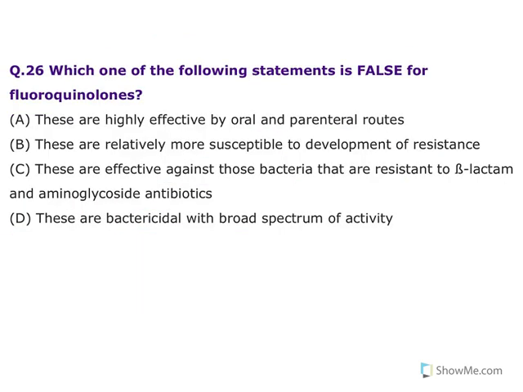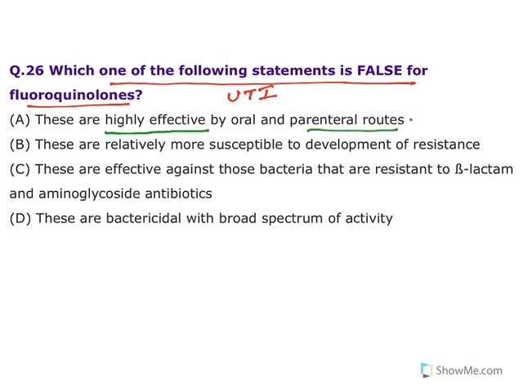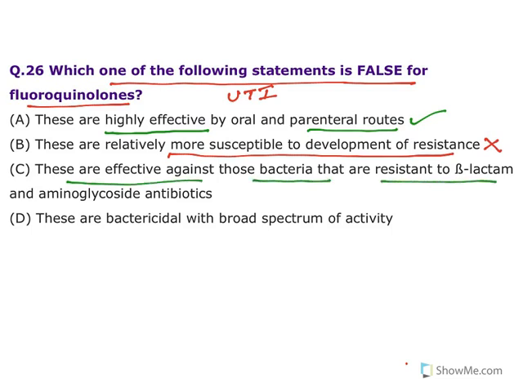Moving to the next one. Now, which one of the following statements is false for fluoroquinolones? Fluoroquinolones are very popular urinary tract antiseptics. They have certain features. They are highly effective by oral and parenteral use. True. They are relatively more susceptible to the development of resistance. No, it is not. These are effective against those bacteria that are resistant to beta-lactam and aminoglycoside antibiotics. True. When penicillin, cephalosporins or streptomycin are not working, then fluoroquinolones are used.